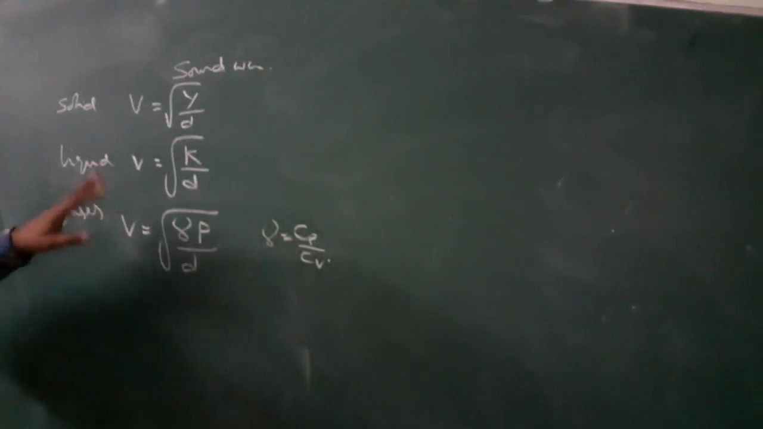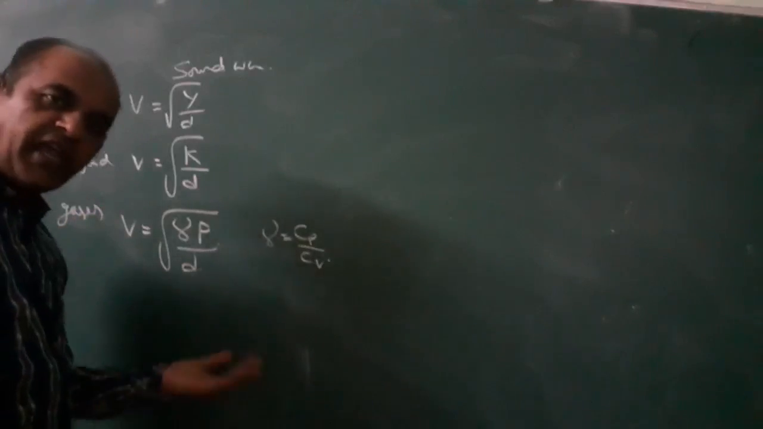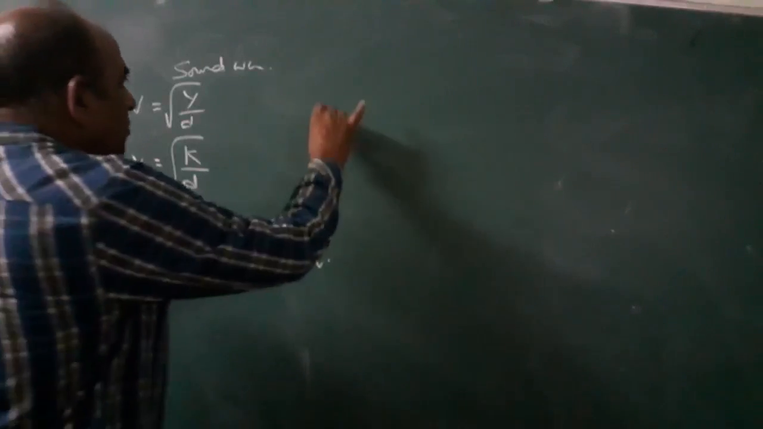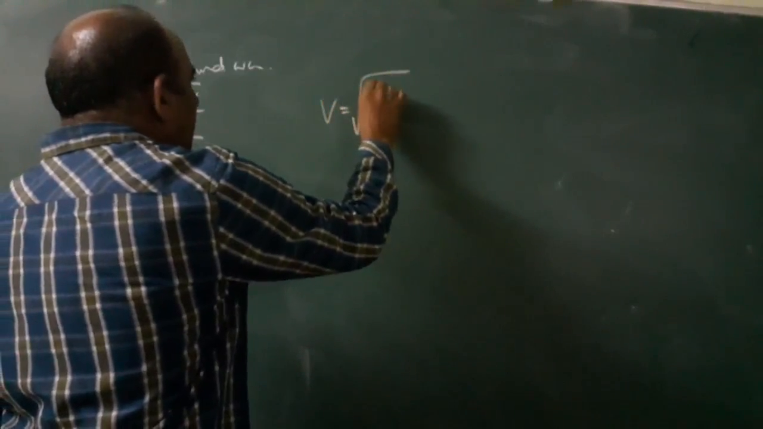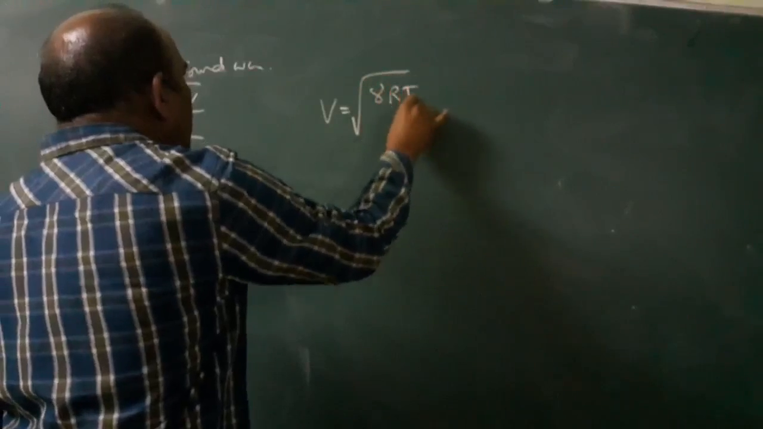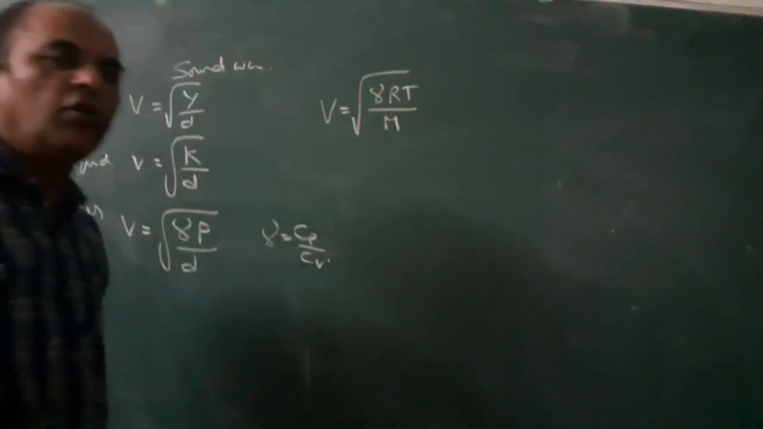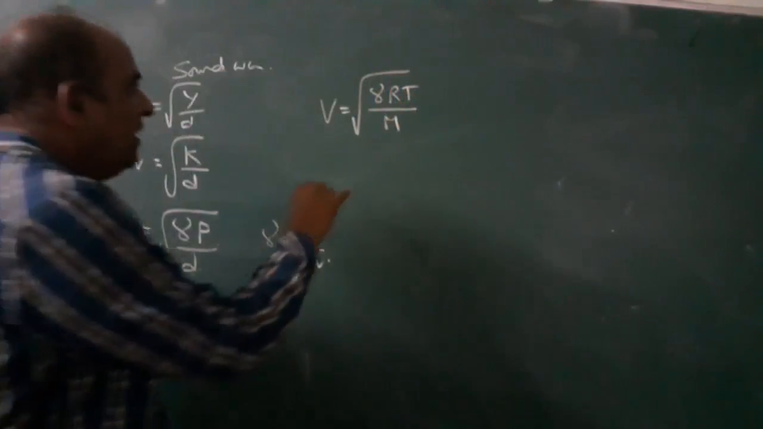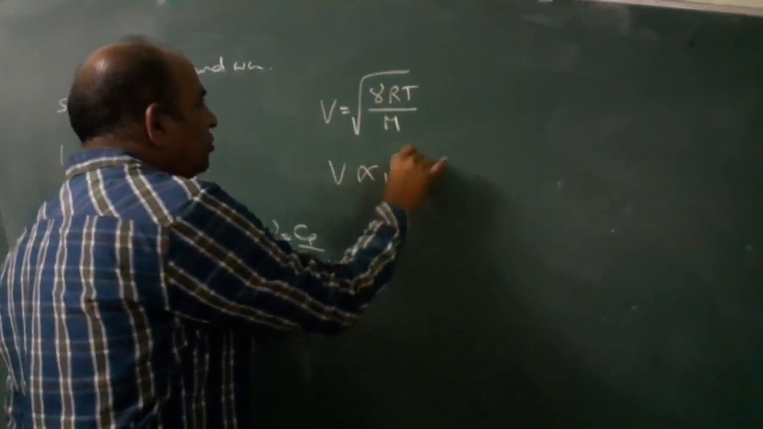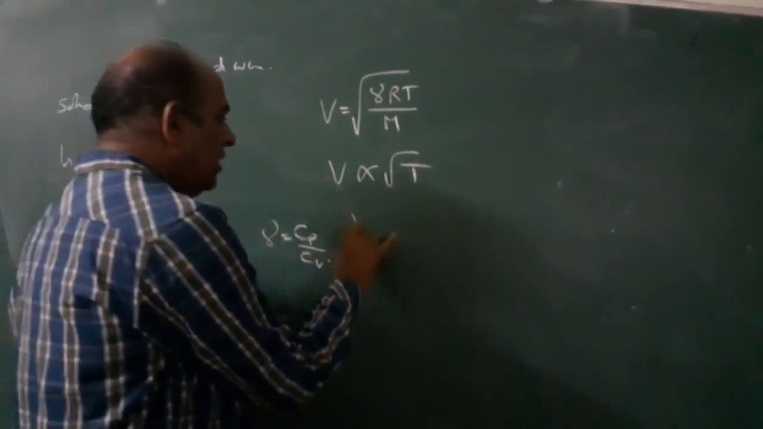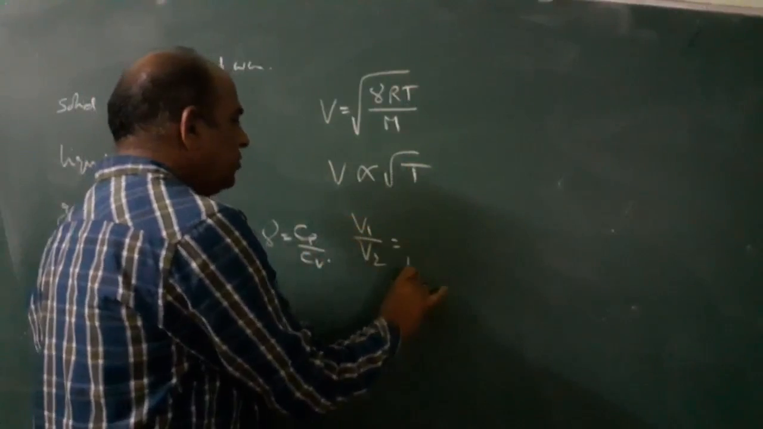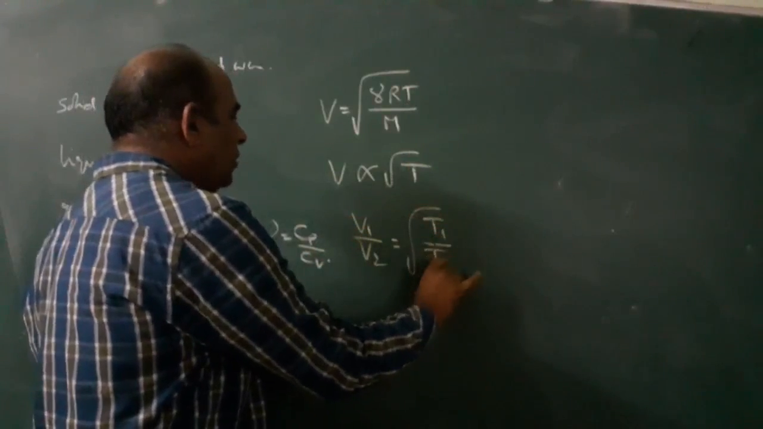Next, velocity of sound in gases can change with temperature. So, V is equal to root of gamma RT by M, where M is the molecular weight of the gas. Therefore, velocity of sound is directly proportional to the square root of absolute temperature. Therefore, V1 by V2 is root of T1 by T2.